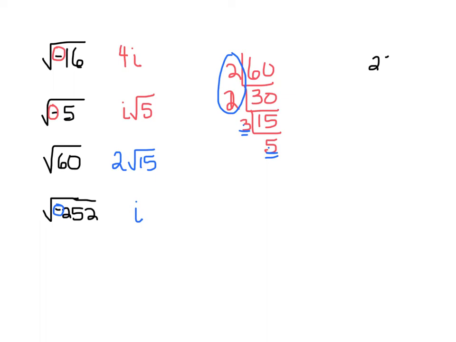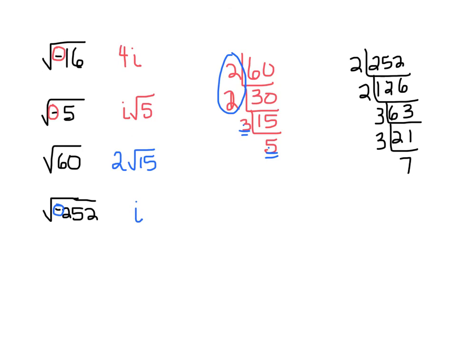Now, 252, divide by 2. Keep dividing by 2. I don't think that will divide by 2 again, so I'm going to divide by 3. I'm going to divide by 3 again. Now I'm looking for pairs of numbers. Here's a pair. Here's a pair. So 1 pair of 2's, so a 2 gets to come out. 1 pair of 3's, so a 3 gets to come out. 7 doesn't have a pair, so it has to stay in. I multiply the 2 times 3, leave the i, square root of 7.